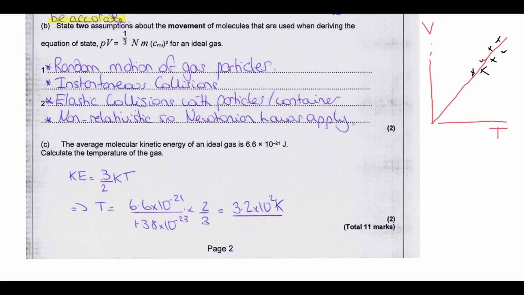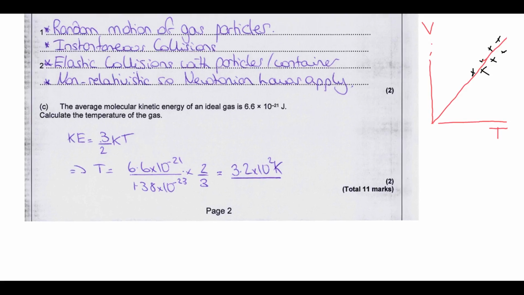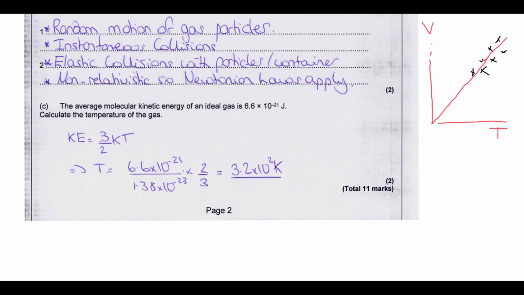And then what it wants to do is calculate the average molecular kinetic energy of an ideal gas. So we've been given that, calculate the temperature. You should have this equation to calculate the kinetic energy of one molecule of a gas. If we know what the kinetic energy is, and we know the Boltzmann constant, it's in your formula sheet, we can calculate that the temperature is 3.2 times 10 to the 2, so around 320 Kelvin there. Remembering this equation gives you a temperature in Kelvin.